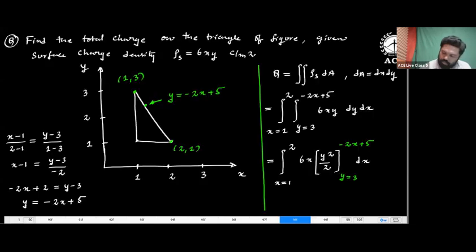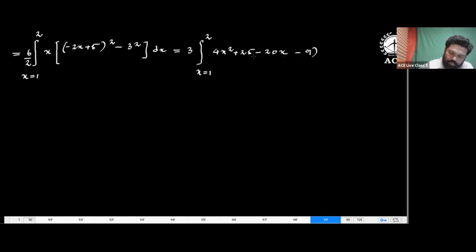X is from 1 to 2. You can bring the 6 outside, x into (minus 2x plus 5) whole square minus 3 square, into dx. You can bring the 2 also outside, 1 by 2. Expand this: 3 into x, x from 1 to 2, 4x square plus 25 minus 20x minus 9, into dx. So how much will you get?